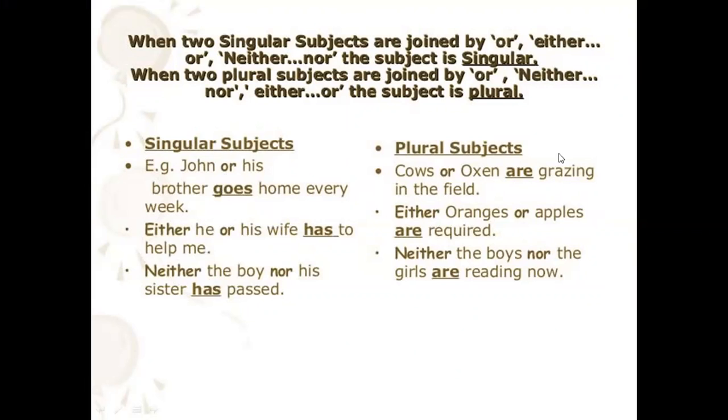While in plural subjects, cows or oxen are grazing in the field. So when two plural subjects are joined by or, the subject is in plural. Either oranges or apples are required. Neither the boys nor the girls are reading now. So when two plural subjects are joined by or, either or, neither nor, the subject is in plural.